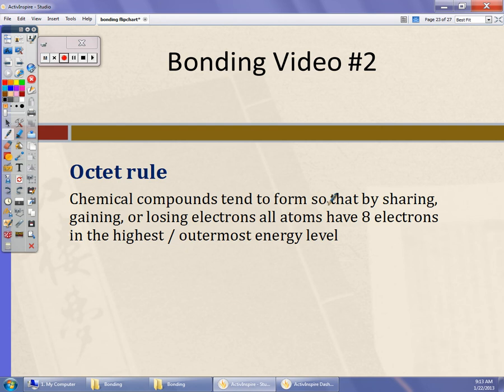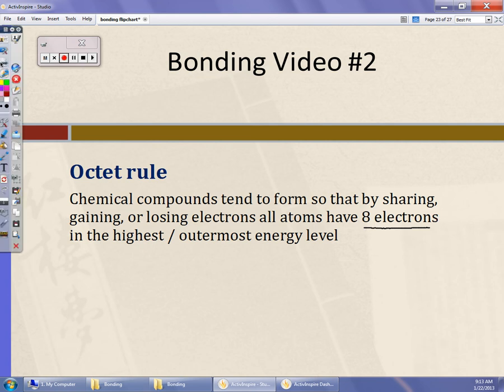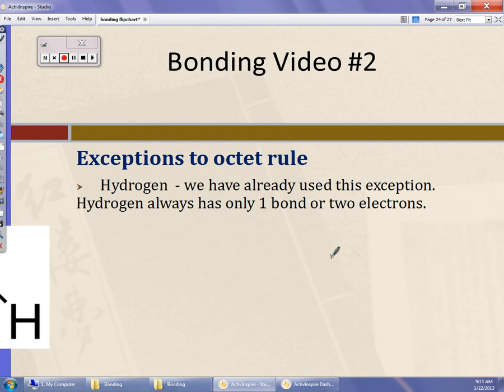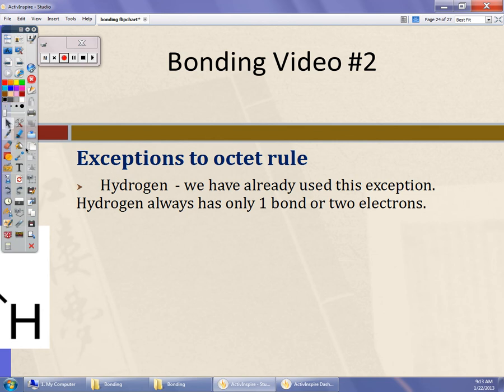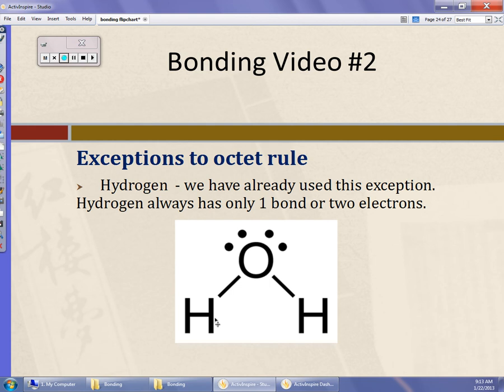The octet rule, as we said, is that all atoms, after forming a bond, either by sharing, gaining, or losing their electrons, will like to have 8 electrons in their outermost or highest energy level. Exceptions to this octet rule include hydrogen, which we already talked about in the past. Hydrogen always makes one bond and it has 2 electrons. So, for example, water shows the hydrogen having only 1 bond and 2 electrons.